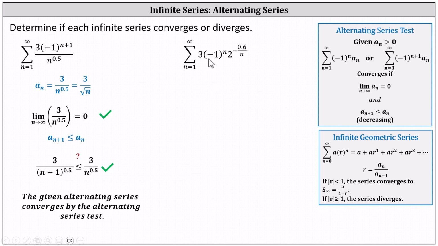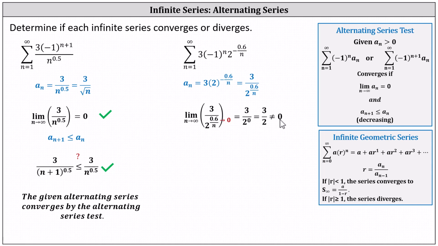Looking at the second example, notice a sub n is 3 times 2 raised to the power of negative 0.6 divided by n. Writing this using a positive exponent, we have a sub n equals 3 divided by 2 to the power of positive 0.6 divided by n. And now we'll consider the limit as n approaches infinity. Notice 0.6 divided by n gets smaller and smaller and approaches 0 as n approaches infinity, and therefore the limit is equal to 3 divided by 2 to the power of 0, which is 3 halves, which doesn't equal 0.